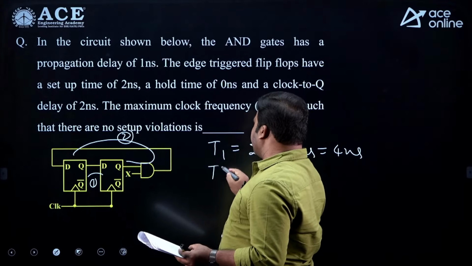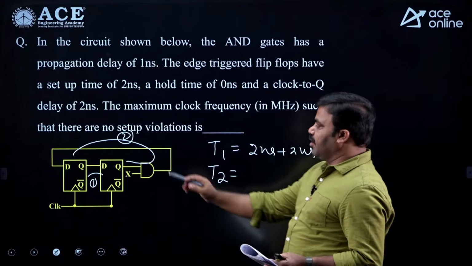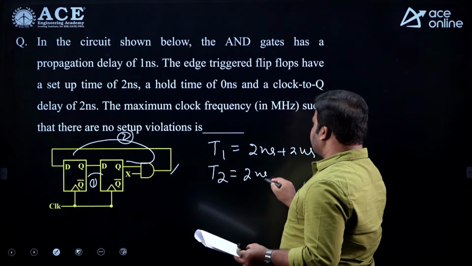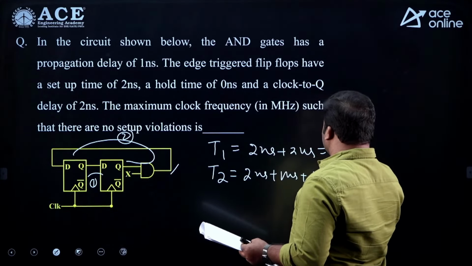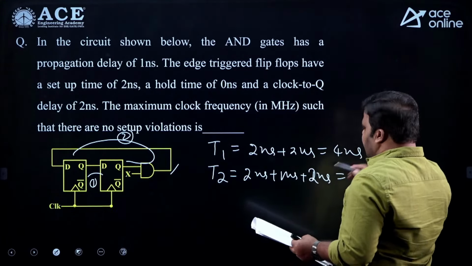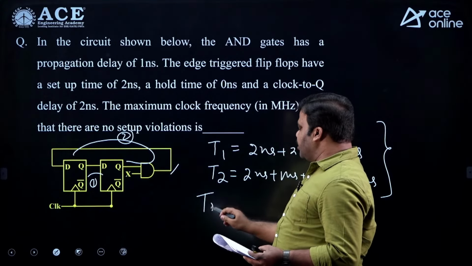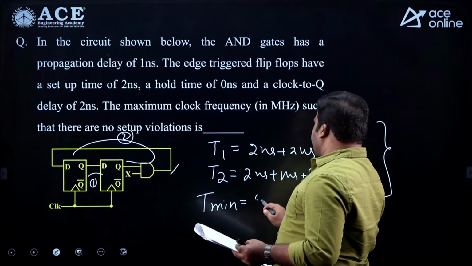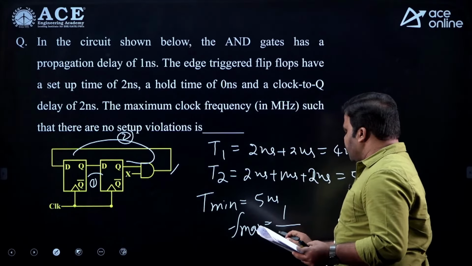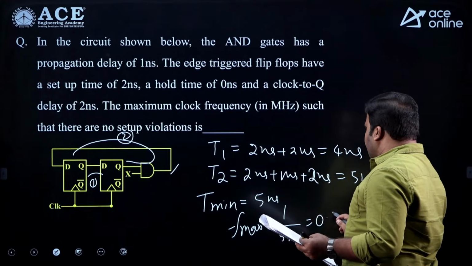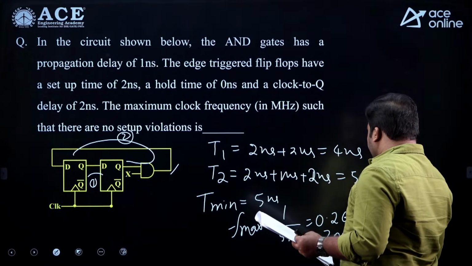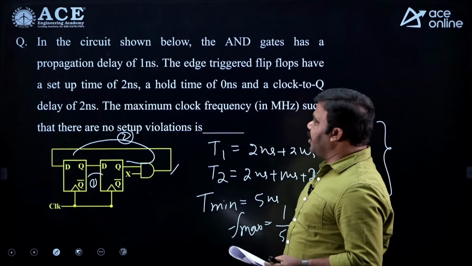If I calculate the minimum clock period of path 2, which is T2, it is flip flop delay, AND gate delay, and setup time of the capturing flip flop. So obviously 2 nanoseconds plus 1 nanosecond plus 2 nanoseconds for setup time. So it is going to be 5 nanoseconds. With these, the critical path gives the minimum clock period of the entire circuit, which is 5 nanoseconds, and maximum clock frequency f max is equal to the inverse of T minimum. So it is going to be 0.2 gigahertz, which is 200 megahertz. The answer for this question is 200 megahertz.